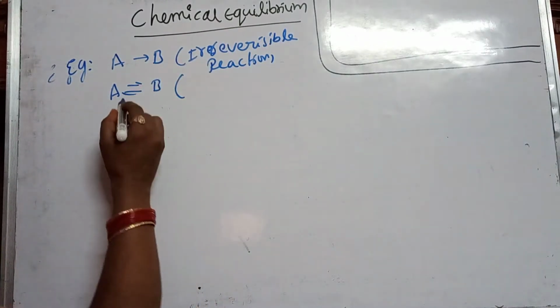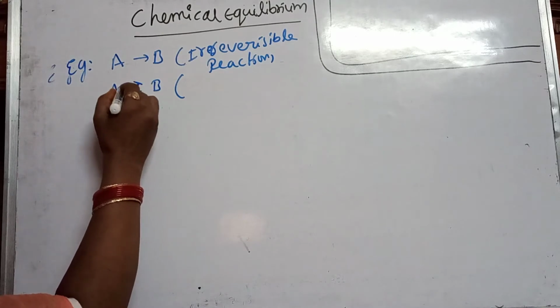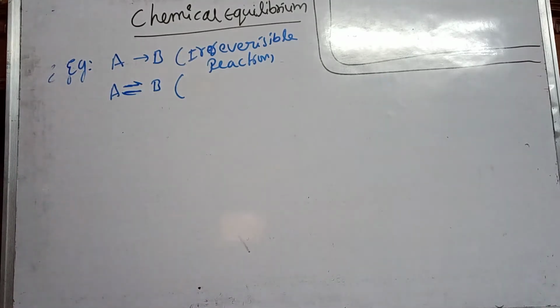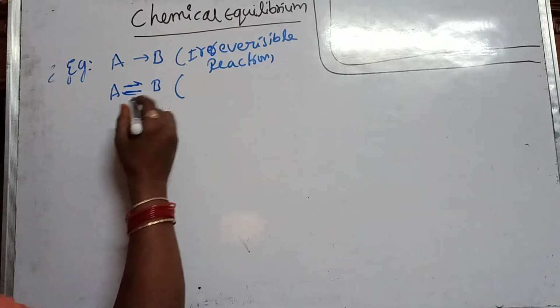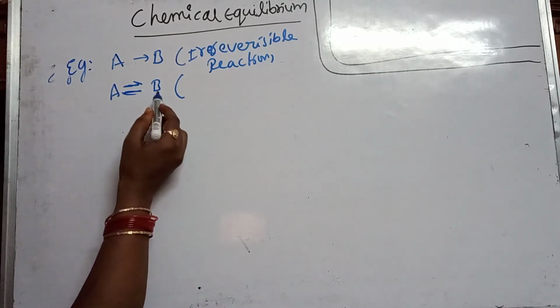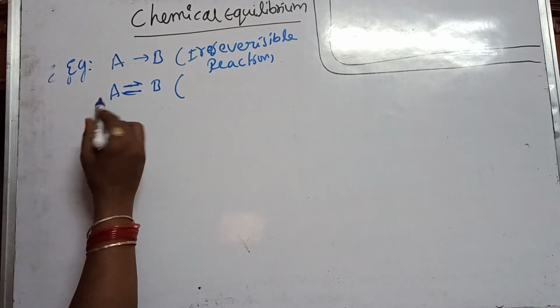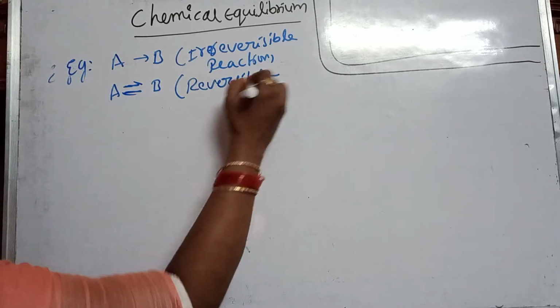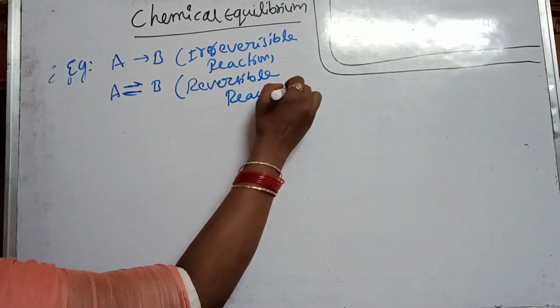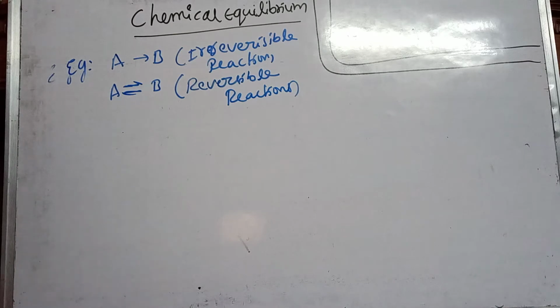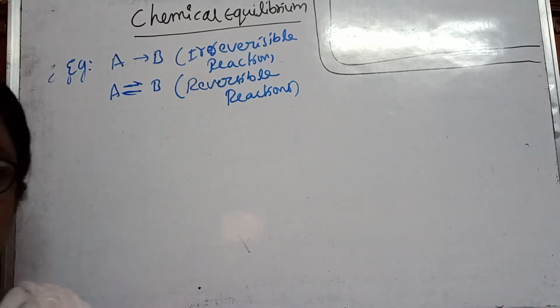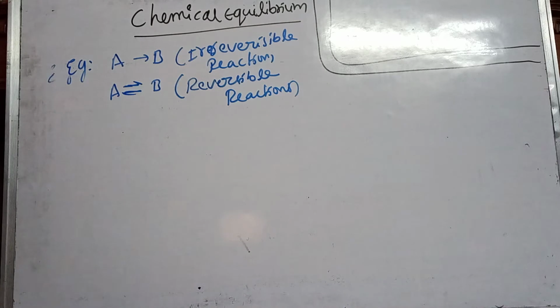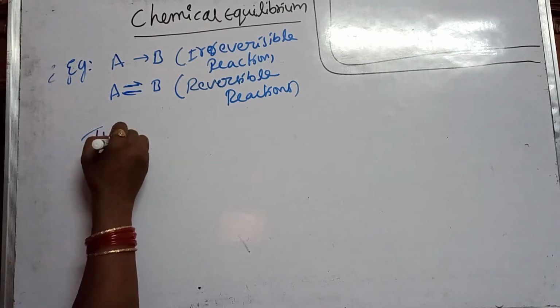But in this reaction, two oppositely headed arrows are there between A and B. This indicates that first A converts into B, and B again converts back into A. Such types of reactions are called reversible reactions. In reversible reactions we can observe chemical equilibrium.